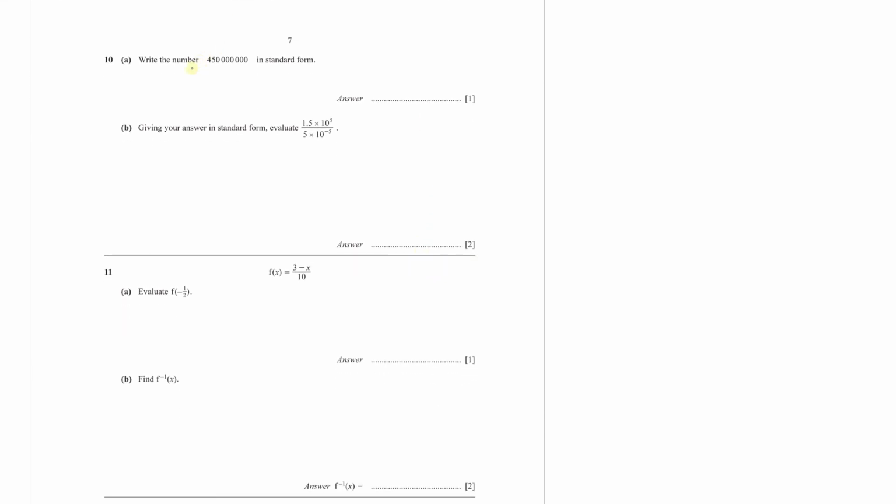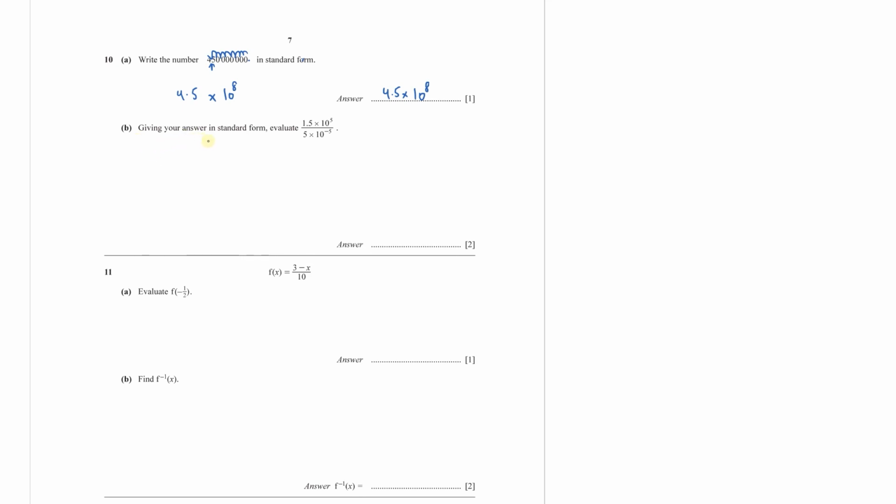Question 10 is, write the number given in standard form. So standard form means that you have to place your decimal here between 4 and 5. So that will become 4.5. Right now my decimal is here, so I have to move it 1, 2, 3, 4, 5, 6, 7, 8 places to the left. Since I'm moving the decimal 8 places to the left, I will multiply it by 10 to the power positive 8. So my answer would be 4.5 times 10 to the power 8.